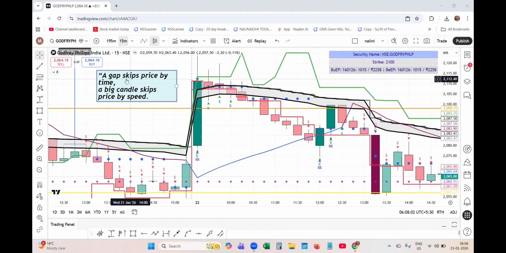See, whenever a gap happens, that skips price by time. So many times you might have seen price get adjusted. That is an imbalance. A gap is an imbalance. When it skips the time, it takes time to balance out. Like that, a big candle skips price by speed. This is what happens over here. Same thing, it has to adjust. This is an imbalance thing. It has to be balanced out.